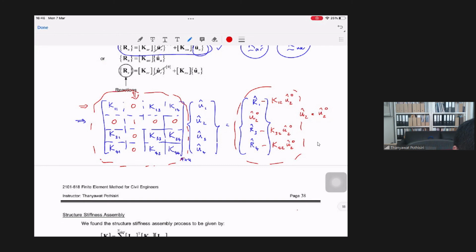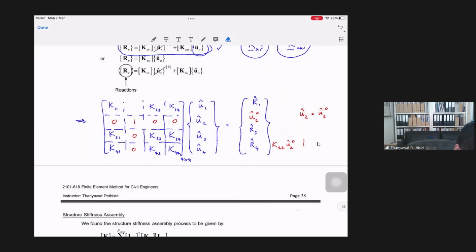Or you can look at the equation here, and you want to keep this as your modified stiffness.